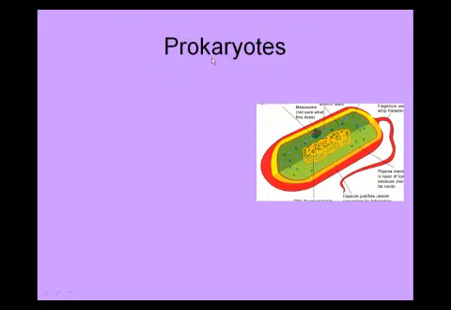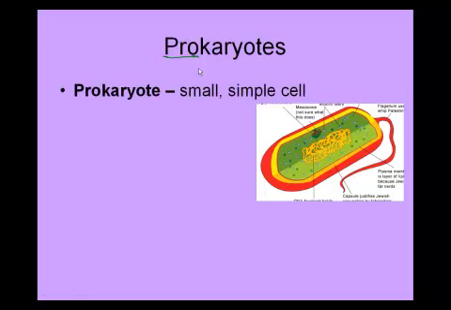So first we're going to talk about prokaryotes. Prokaryotes are early cells, really simple cells, the first ones to evolve. They have very simple structures inside of them. So a prokaryote is a small, simple cell. When we say small, we mean between 1 and 10 micrometers. If you remember when we were measuring the width of a cell before, we were getting much larger numbers than 1 to 10. We were getting like 200 to 600. So a prokaryotic cell is very small.